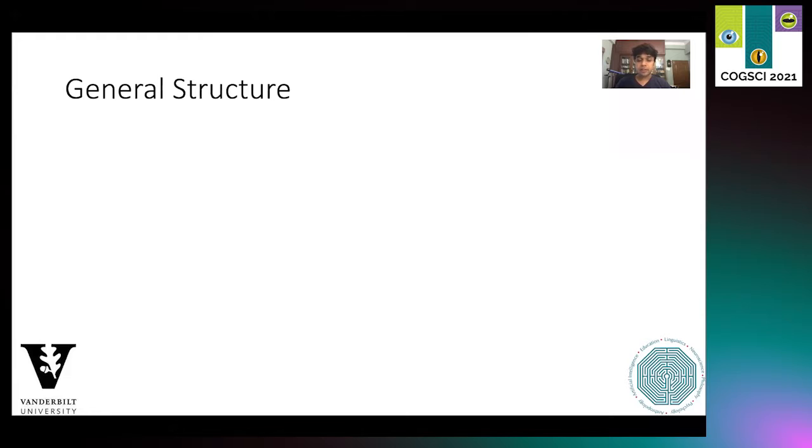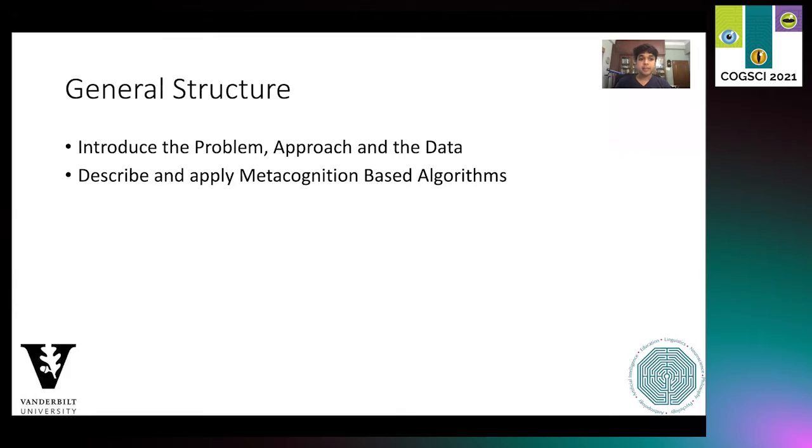The general structure of the talk will have three parts. In the first part, I'll introduce the problem, approach, and the data. Second part, I'll describe and apply the metacognition-based algorithms. And in the third part, I'll describe and apply the similarity-based aggregation algorithms.